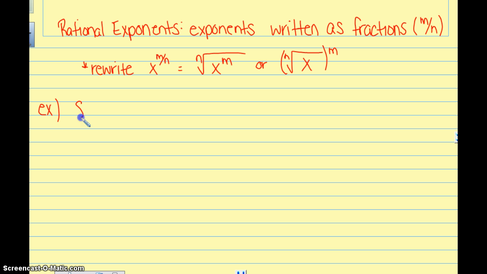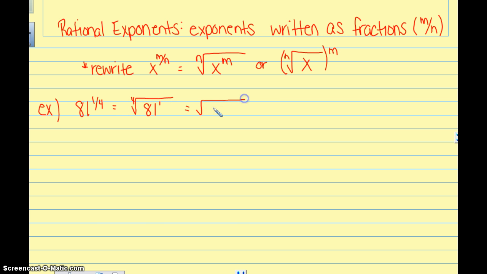So for example, if I wanted to rewrite 81 to the 1/4, then the denominator of the fraction, which is a 4, becomes my index, and then I can do 81 to the first power. It doesn't matter if I put the first power here or out here on the outside. I'll just put it on the inside on this problem because anything to the first power is not going to change this problem.